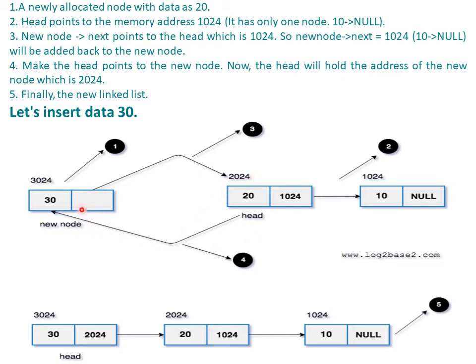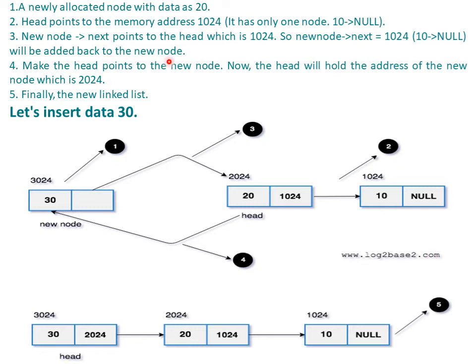After that I am assigning here. Here what happens, 1024 will be assigned. See, a newly allocated node with data as 20. The head points to the memory address 1024. This one, 10, is null, which means it is the end of the list. Next, the new node's next points to the head, which is 1024. So new node next is 1024, and that 10 equals null.